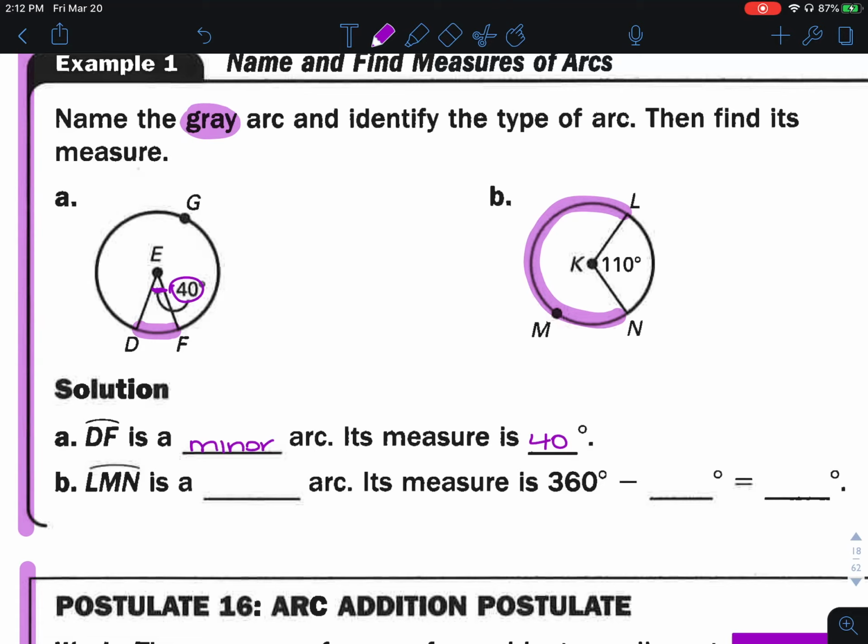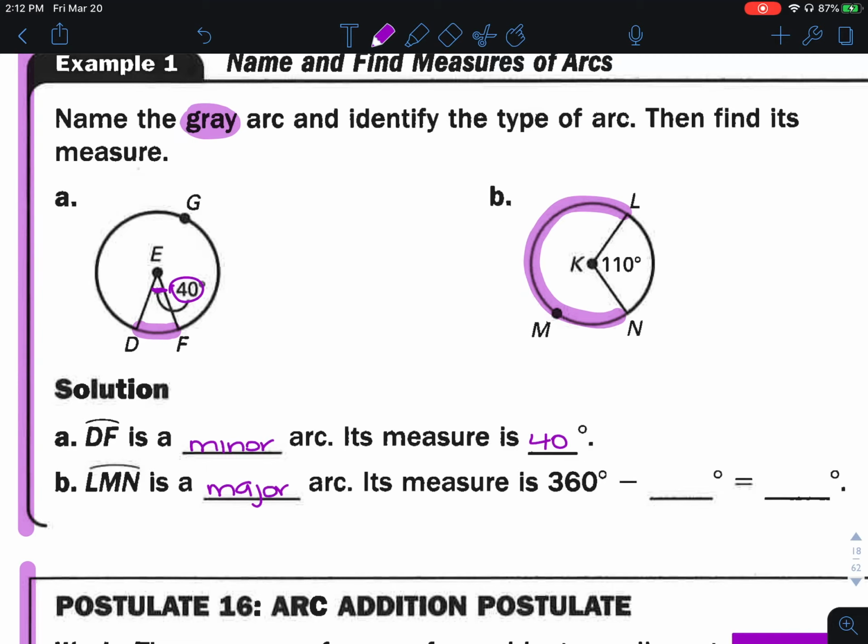All right, B, let's look at the second picture. Again, I'm looking at the purple highlighted part in this case. So is arc LMN a major or a minor? Well, if it's a major, it's the bigger part. If it's a minor, it's going to be the smaller part. In this case, this purple part that is highlighted is actually the bigger part. So this is the major arc.